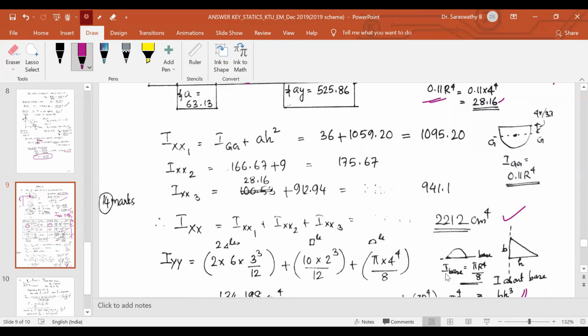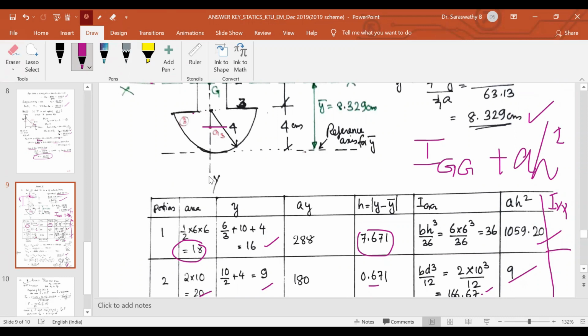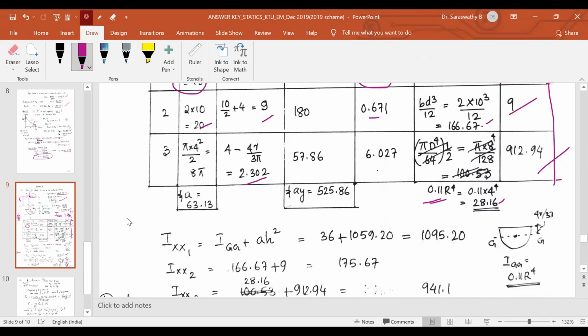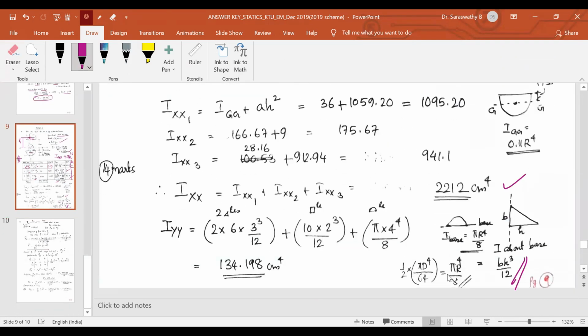And for the semicircle, this is its y-axis. So for a circle, about its diameter, this vertical axis as well as horizontal axis moment of inertia is pi d raised to 4 by 64 totally. So for a semicircle, it will be pi d raised to 4 by 128, or when you convert it in terms of r, moment of inertia about the base for a semicircle is pi r raised to 4 by 8.